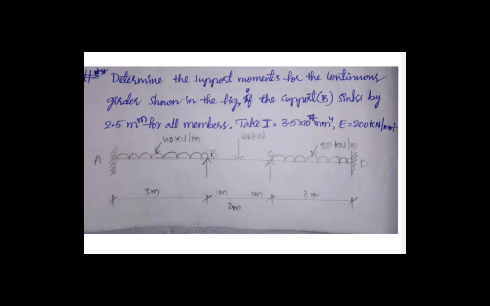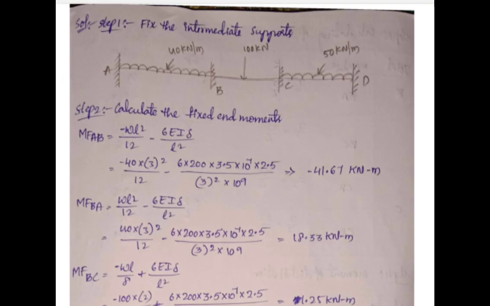So given A, B, C, D continuous beam. There is UDL on AB and CD, and there is a point load between B and C exactly at the center. The point load is 100 kN. UDL on AB is 40 kN per meter, UDL on CD is 50 kN per meter, and spans are shown in the figure. Solution: in the first step, we need to fix the intermediate support.